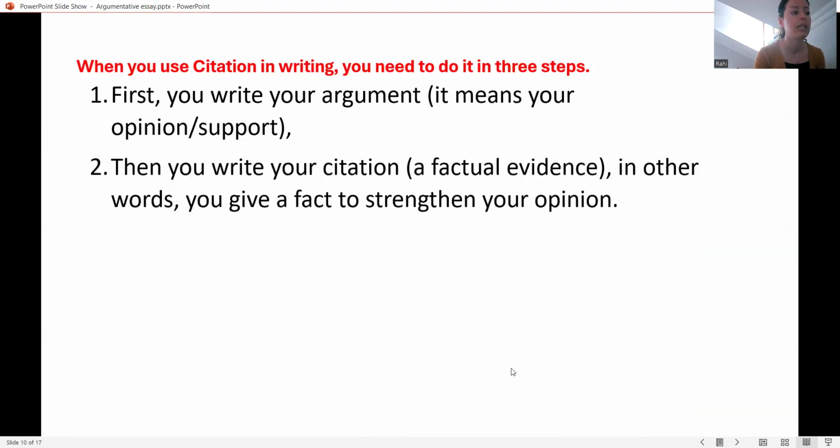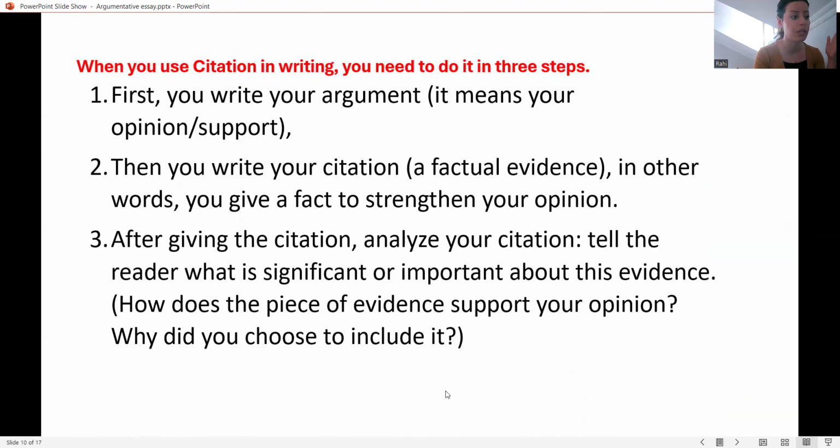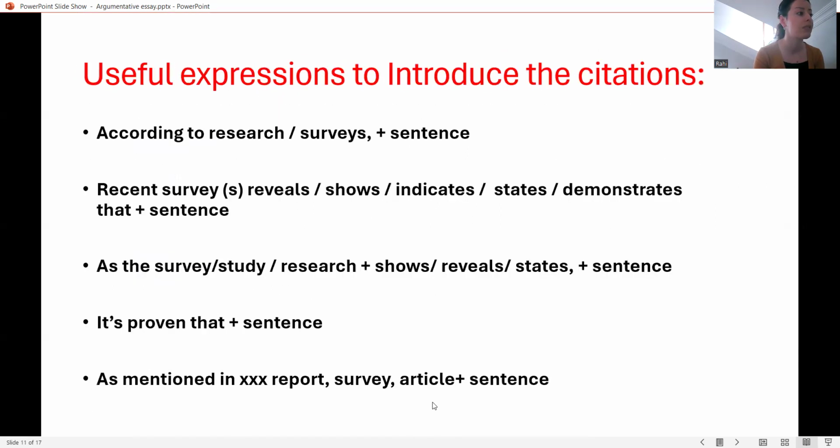Okay, so here you have the same thing. I just added them, so you can just pause and review them if necessary. And these are the phrases that introduce citation. For example, according to research, or according to this survey, and then comma, you add the citation, and then in parentheses you write the last name of the author, comma, year, you close the parenthesis, full stop. And here you have recent survey or surveys reveals, shows, indicates, states, demonstrates that, and then your citation, and then again you add the name of the writer and the year in parentheses.